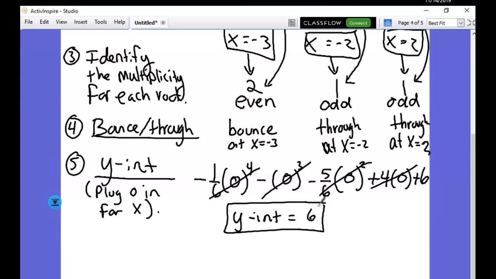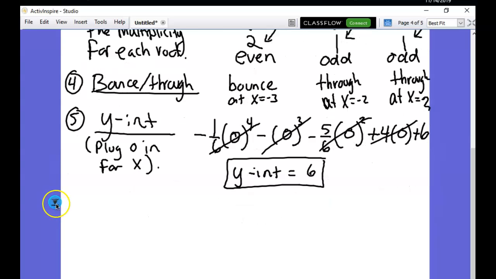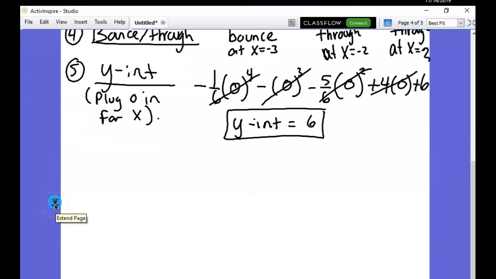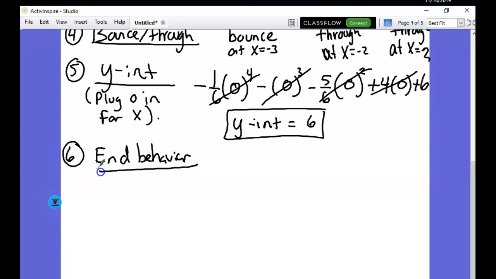All right, last thing. Now, the graph is the last thing, but we're looking for one more thing to get a good graph. The last thing we want to know is what's our end behavior? End behavior. That's from Friday. So if you need to, go ahead and get out your notes from last Friday, 6.5. I'll wait for you for a second if you want to get those.